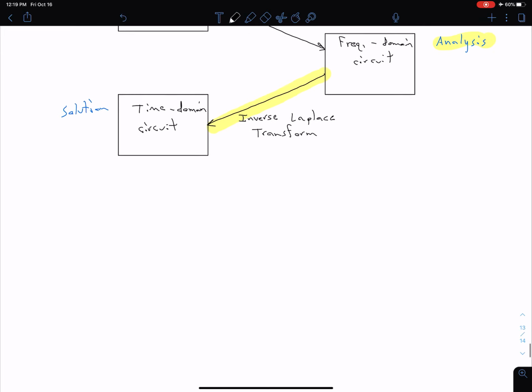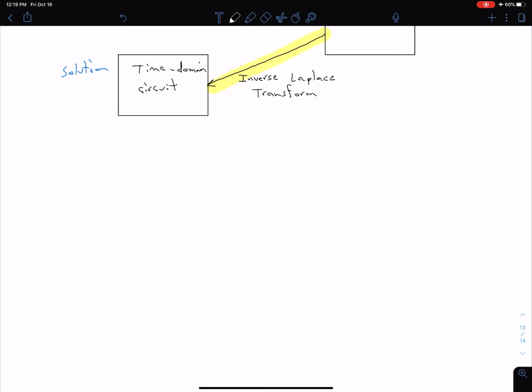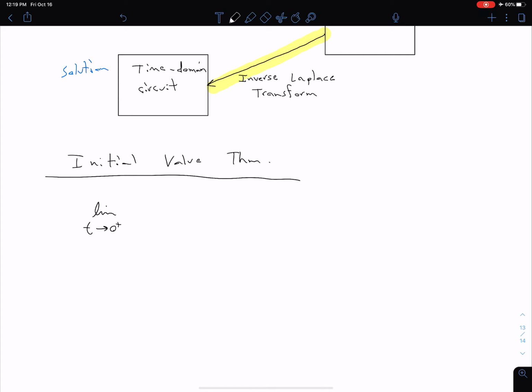So let's go ahead and state what these two theorems are, starting with our initial value theorem. Our initial value theorem says that the limit as t goes to 0 plus of f(t) is equal to the limit as s goes to infinity of s times F(s).